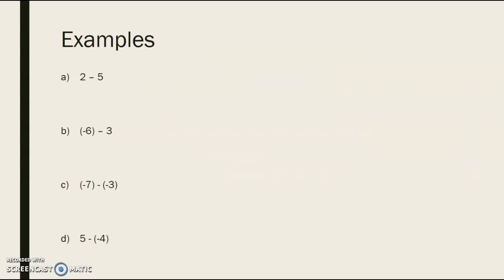So when I'm looking at these, if I give myself a number line, and we have negative 5, negative 4, negative 3, negative 2, negative 1, 0, 1, 2. So when I look at this, I'm starting at 2, so that's right here. Subtraction means I'm going to go to the left, and 5. So 1, 2, 3, 4, 5. So 2 minus 5 is a negative 3.